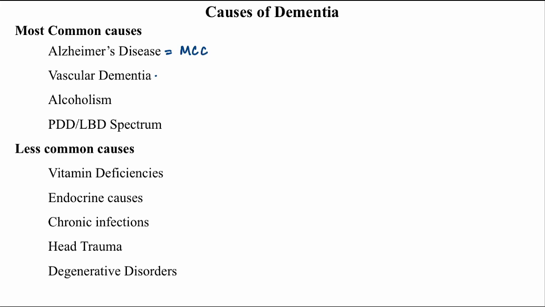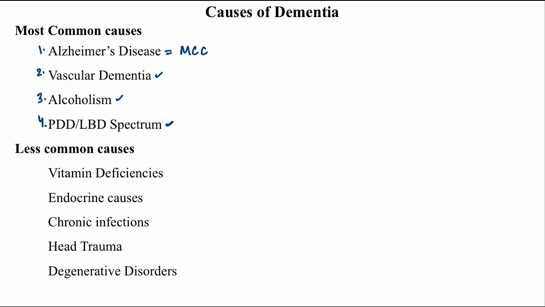Then comes vascular dementia, then comes alcoholism, then comes Parkinson disease with dementia, and Lewy body dementia. This is basically a spectrum. If motor symptoms are present initially, it is Parkinson disease with dementia. If motor symptoms are present late, it is Lewy body disease or Lewy body dementia spectrum. So these are the four most common causes that you must not forget.